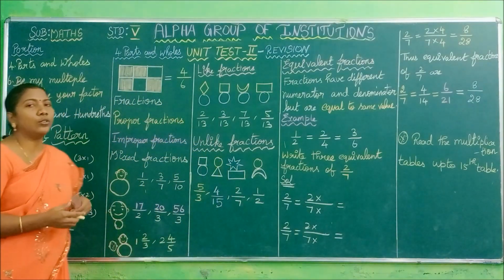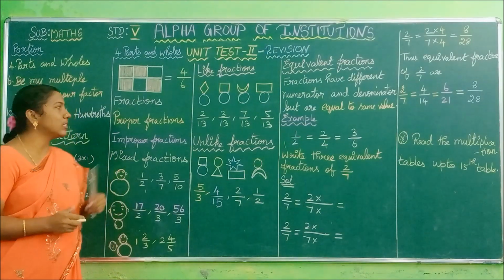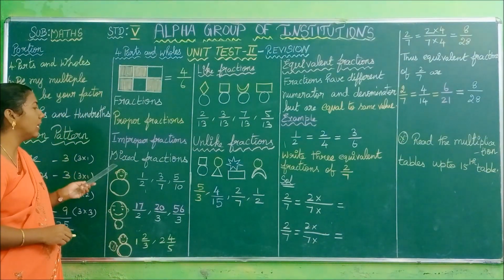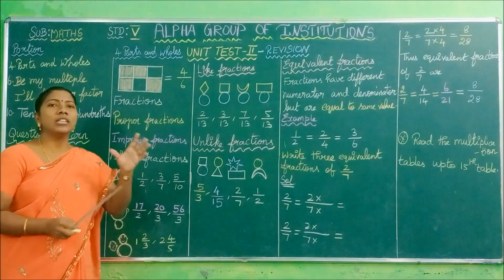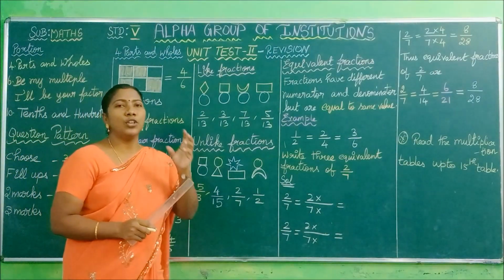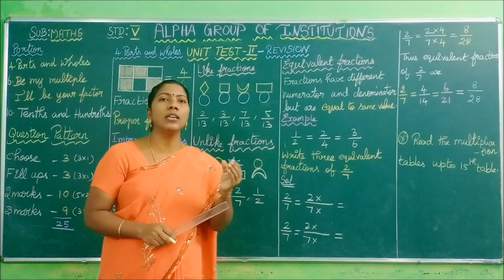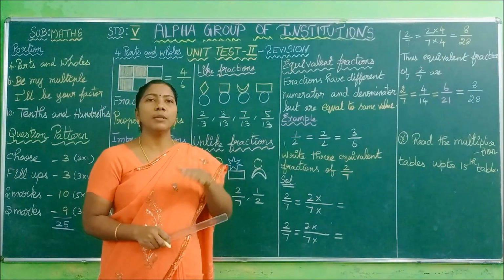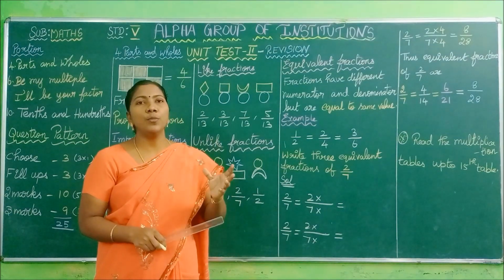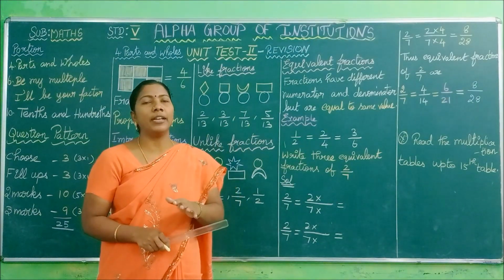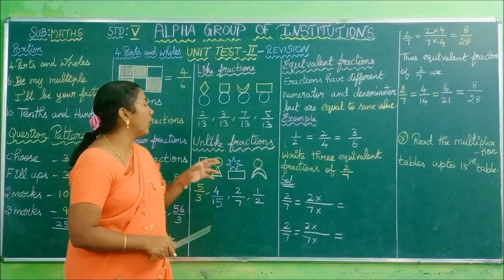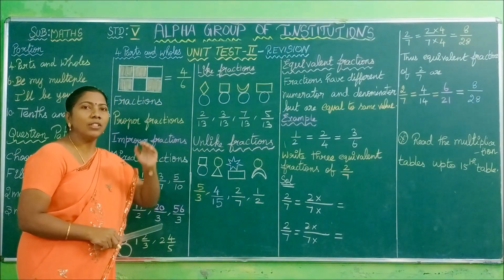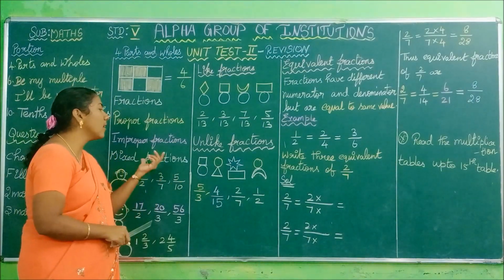Next we are going to discuss some types of fractions. First we are going to see proper fractions, then improper fractions, and then mixed fractions. What is meant by a proper fraction? If the numerator is smaller than the denominator, then we call it a proper fraction. What is meant by an improper fraction? If the numerator is bigger than the denominator, it is said to be an improper fraction. And what is meant by a mixed fraction? A whole number along with a proper fraction is said to be a mixed fraction.